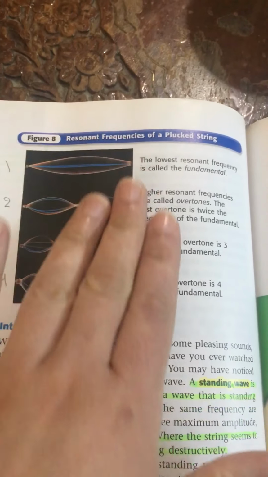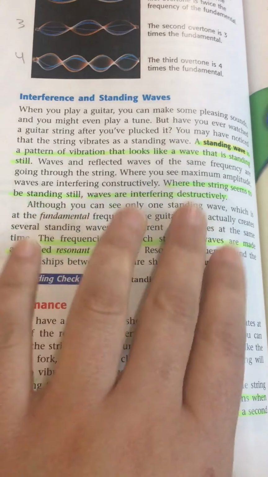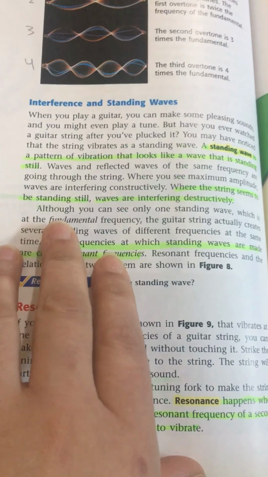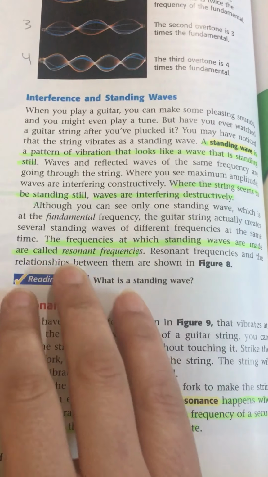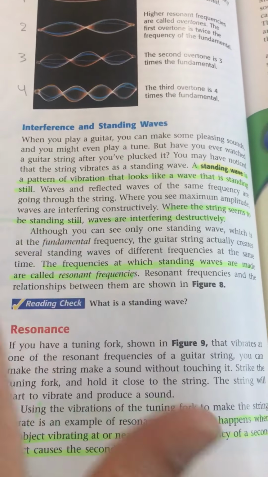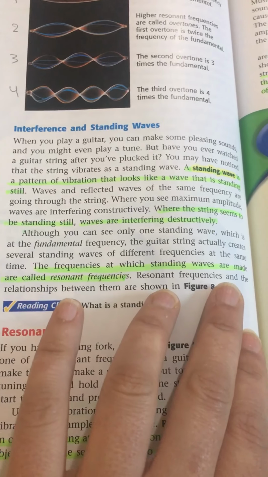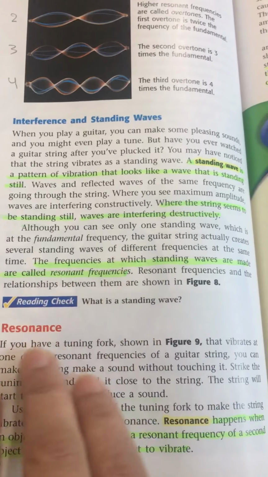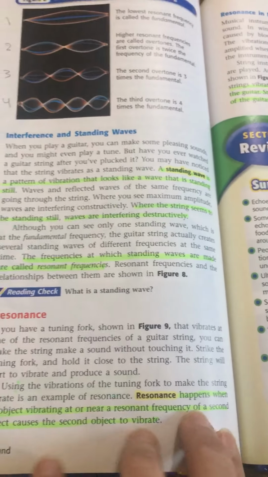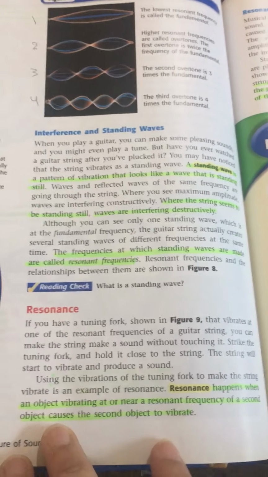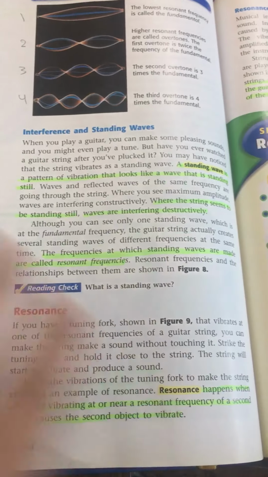It's not that important to know it, but I just want you to know that a standing wave is a pattern of vibration that looks like a wave that is standing still, okay? The frequencies at which standing waves are made are called resonant frequencies. So resonance happens when an object vibrating at or near a resonant frequency of a second object causes the second object to vibrate.